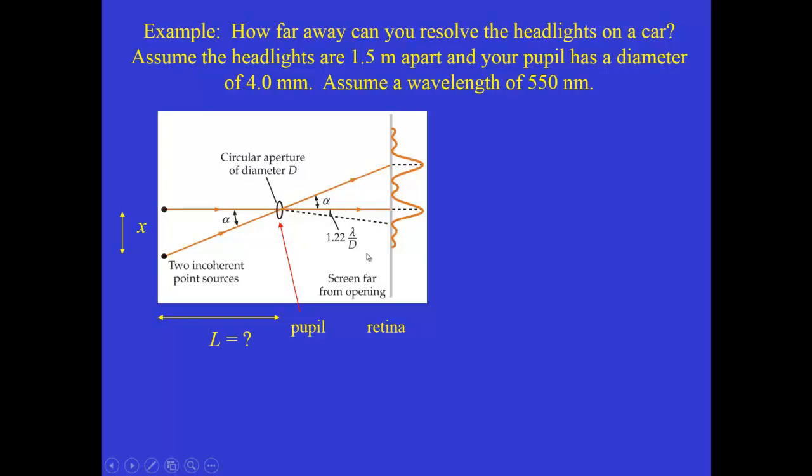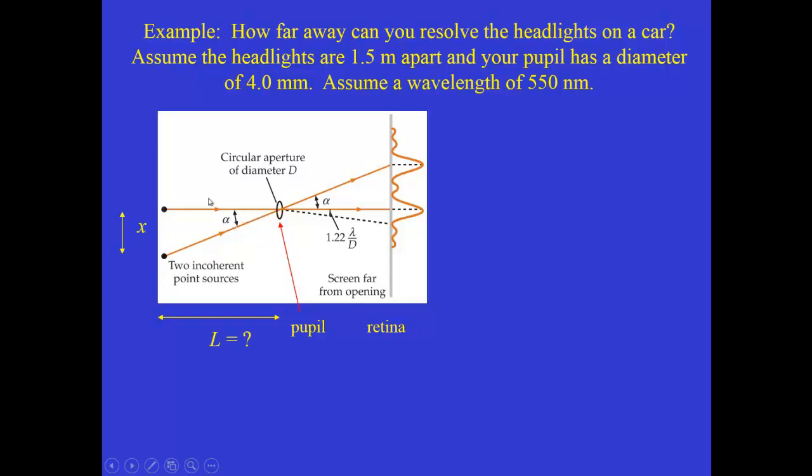And interestingly enough, since the critical angle is in the equation, we don't need to know the distance from the pupil to the retina. I think it's about 2.5 centimeters for most human eyes, but all we really need to know is the angle. So look at this sketch. The angle alpha between two point sources is given in this sketch as just that angular separation.